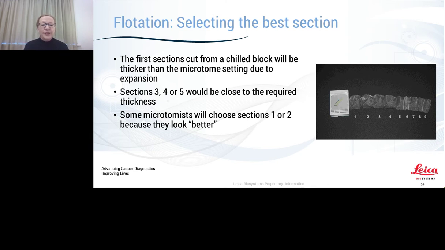It's interesting when selecting the best section. The first sections which are coming off from a chilled block are often a little bit thicker, and they often look like they're better because they're a little bit fatter, if you like. So the tissue looks better, but it's usually not the best section to select. So again, be consistent with the sections that you are taking off, but consider the perhaps less robust sections that are 2 or 3 along the ribbon, because they will probably be your desired thickness.